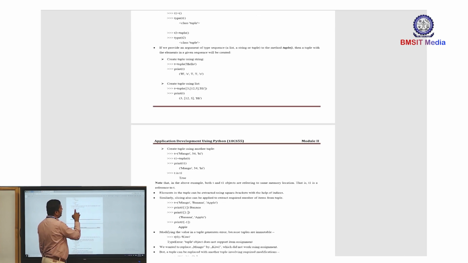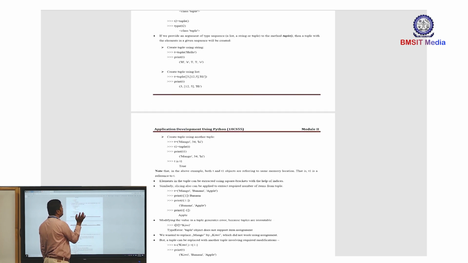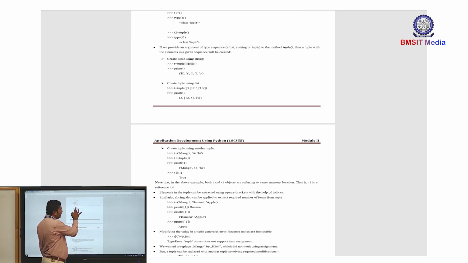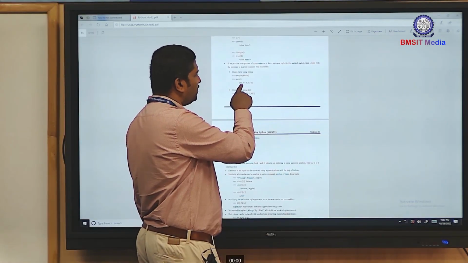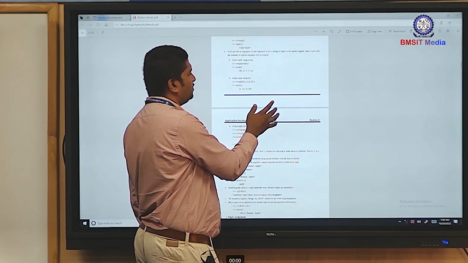Next, if we provide an argument of type sequence, a list, a string or a tuple, to the method tuple, then a tuple with the elements in the given sequence will be created. Now just observe here. So t is equal to, I have used the tuple function, empty tuple previously. Now I am giving hello as the value. Hello is a group of characters. So a tuple with individual values will be created here. How many values have I given? H, E, L, L, O. 5 elements are there. So it will create a tuple with 5 different characters.